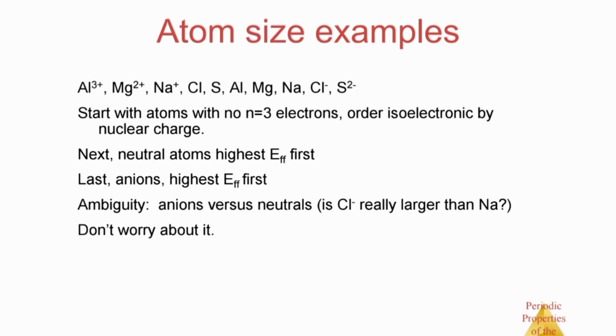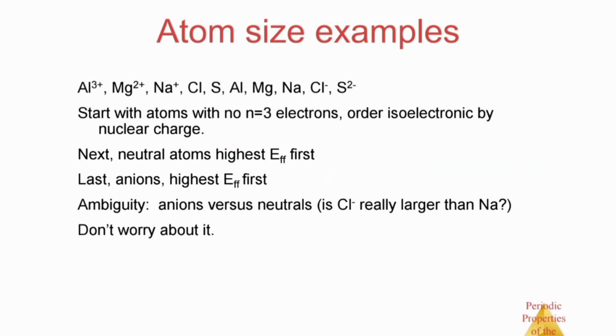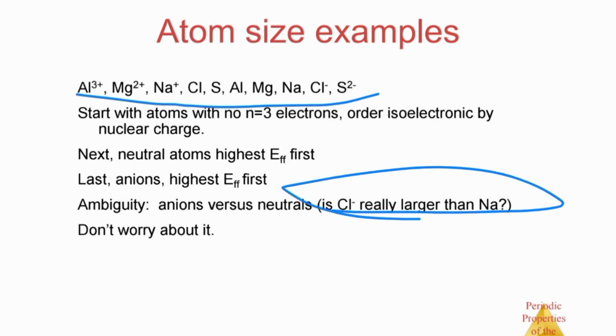Start with the cations, ordered by nuclear charge. Next, neutral atoms, highest nuclear charge first. Last, anions, highest electron count first. Ambiguity, anions versus neutrals: is Cl negative really larger than Na? Don't worry, you have to solve this. But it actually is. Don't need to worry about this one. You just do what you have to answer.